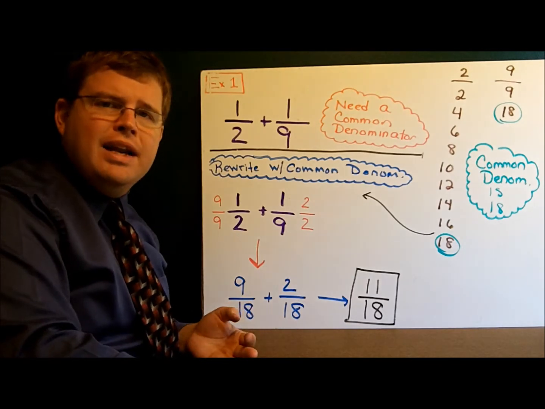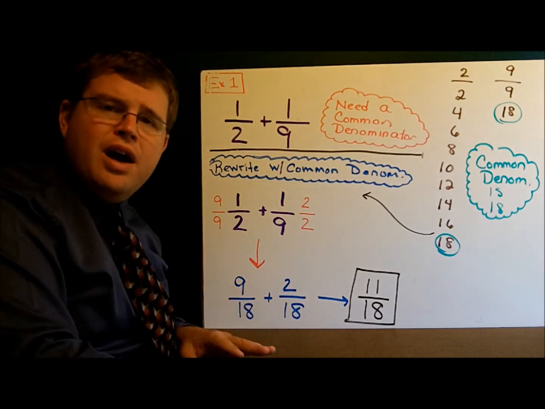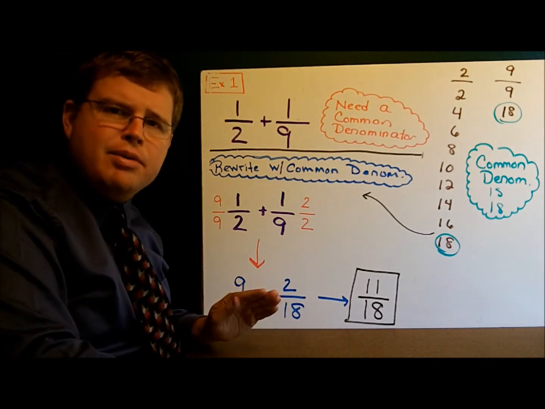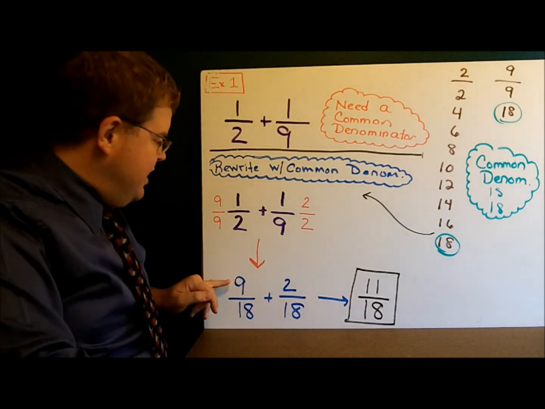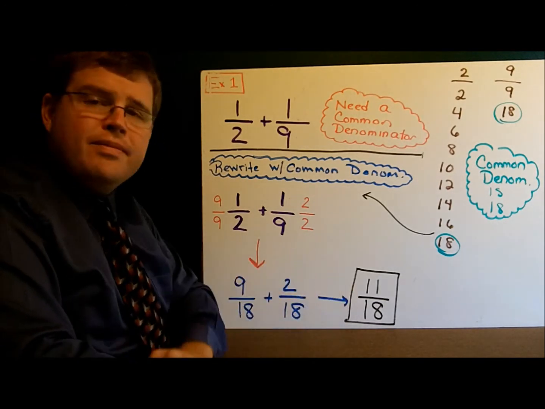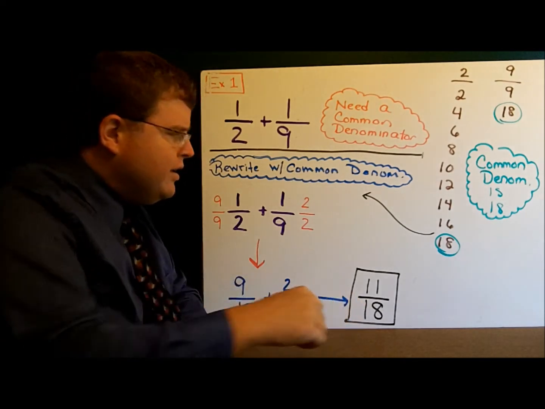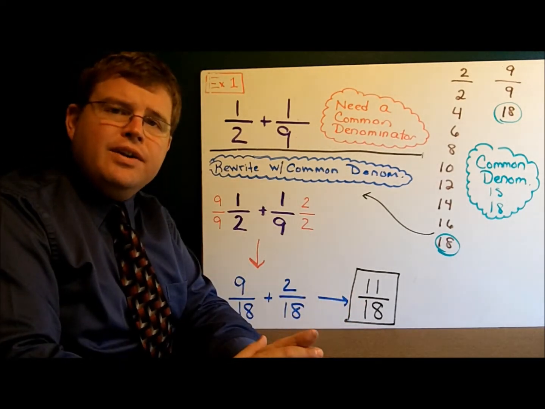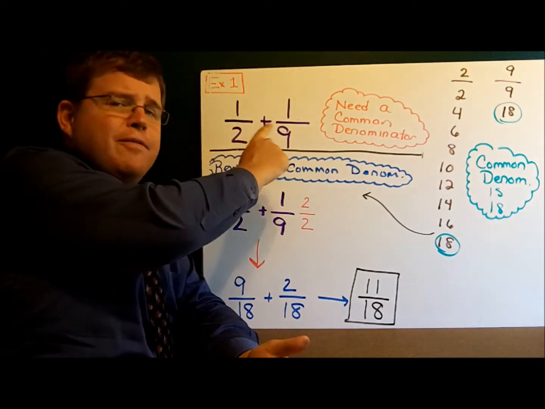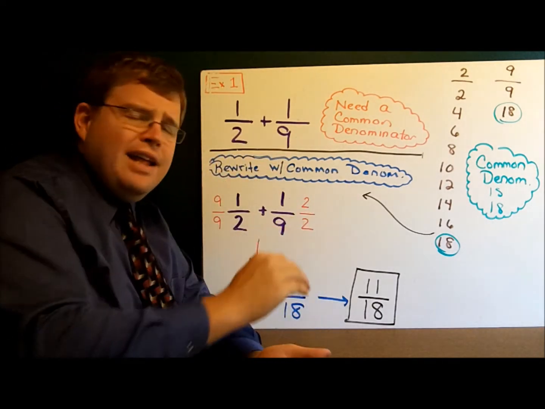I have common denominators. Once you have common denominators, just add the numbers on top, the numerators. 9 plus 2 is 11. Keep the common denominator, keep the 18. 11/18 is my answer. So 1/2 plus 1/9 is 11/18.